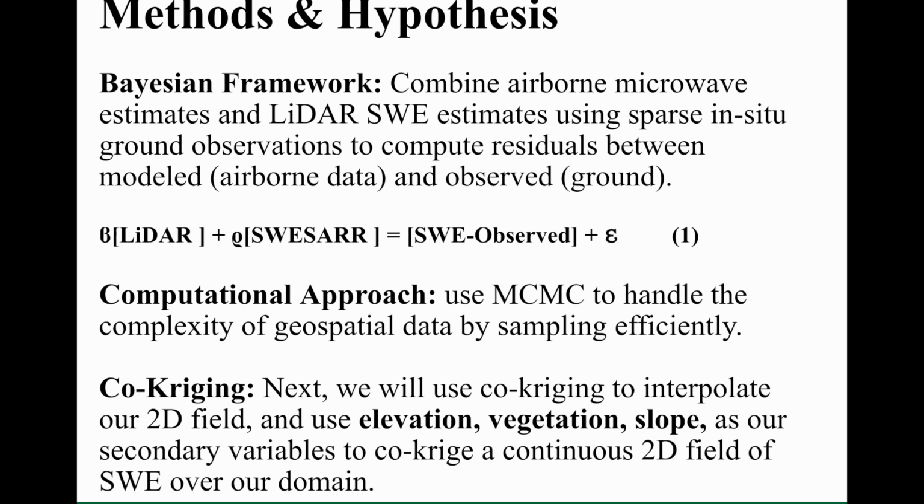Computationally, I'll use Markov chain Monte Carlo implemented in PyMC to efficiently sample the posterior distribution, as geospatial data is very computationally complex. Finally, using co-kriging from the Python toolkit PyGeoStatistics package, we can integrate elevation, vegetation, and slope as secondary variables to generate a continuous 2D SWE field, addressing these high alpine challenges where remote sensing can seem to struggle.